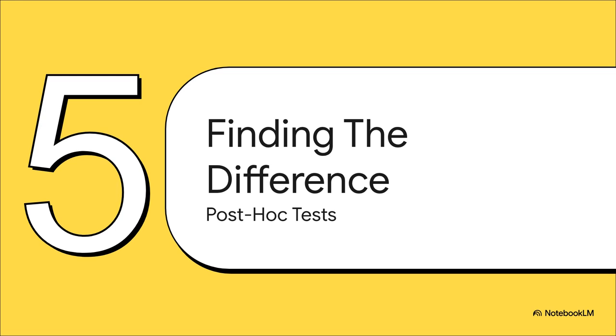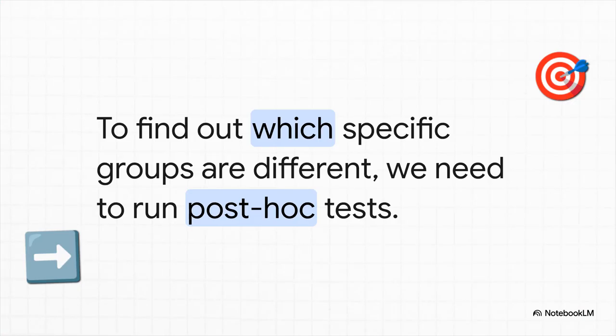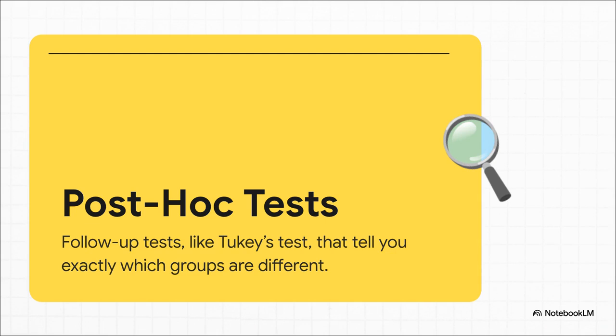To pinpoint exactly which groups are different from each other, we need to take another step. You can think of this as a 2-step process. First, ANOVA gives you the green light. It confirms a significant difference exists somewhere. Then, you need a follow-up test to go in and investigate further. And that follow-up analysis is called a post hoc test, which is just a fancy Latin term for after this. These tests, like the very common Tukey's test, will do all the one-on-one comparisons for you. They'll compare A to B, A to C, and B to C to tell you exactly where the significant differences are.